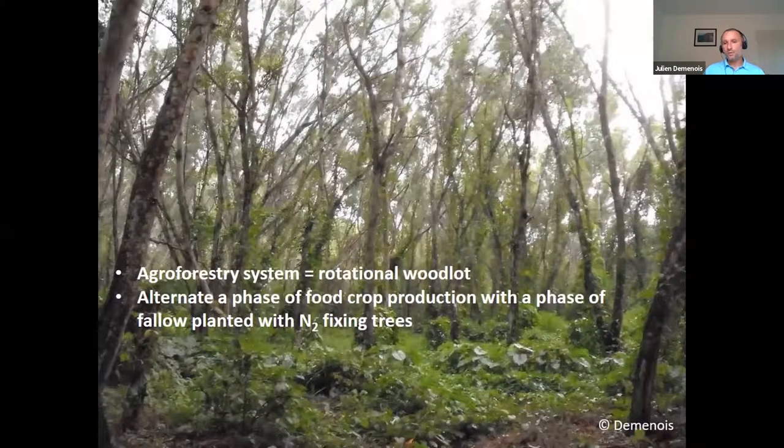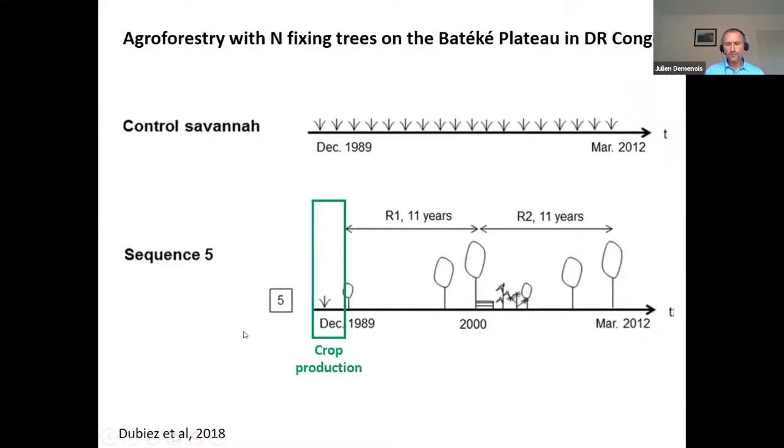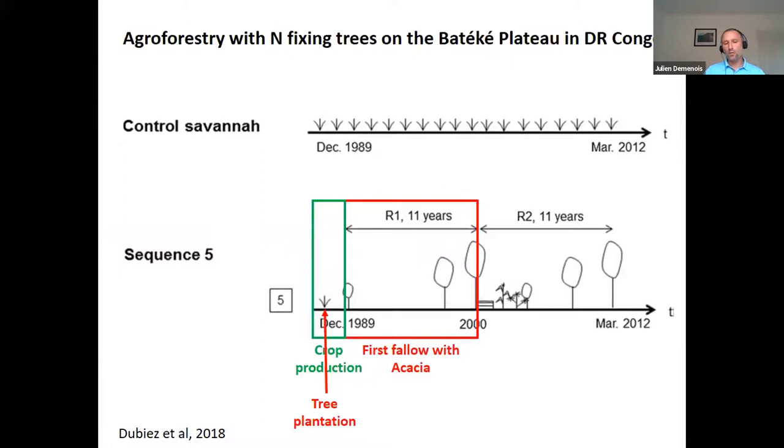So let's go back to the Mampu project and the agroforestry system, which has been implemented for several decades now. This is a rotational woodlot system, which means that we have an alternating phase of food crop production with a phase of fallow planted with nitrogen-fixing trees. So it looks like this. You have the crop production during, let's say, the first two years of the plantation, at the same time the trees are planted. And then for, in this example, 11 years, we have a first fallow with acacia.